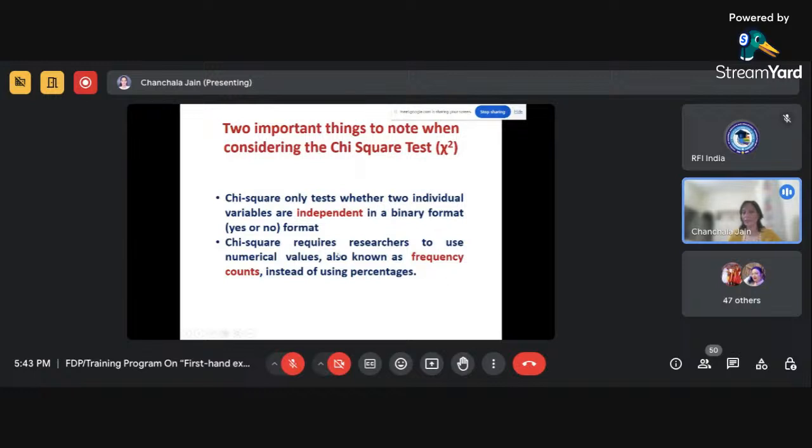And you can see one precaution written here, that is, chi-square requires researchers to use numerical values, also known as frequency counts, instead of using percentages. Means if you are having percentages, in that case it is not suggested to perform the chi-square test. But if you are having the counts, if you are having the frequency values, in that case you can perform the chi-square test.